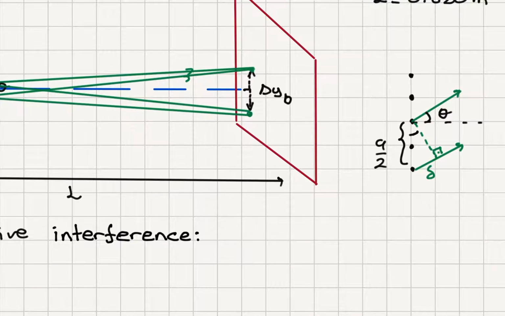Now, if we look at the path difference between these two rays, if the angle with respect to the horizontal axis is theta, we can see that this angle, since this is 90 minus theta, will also be theta here. So a over 2 sine theta is the path difference that develops between these two rays.